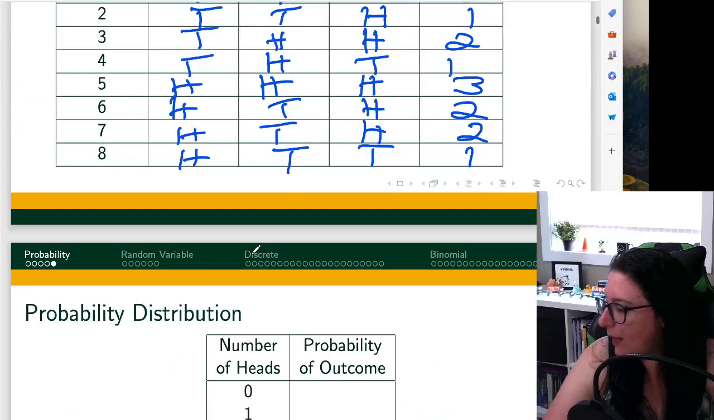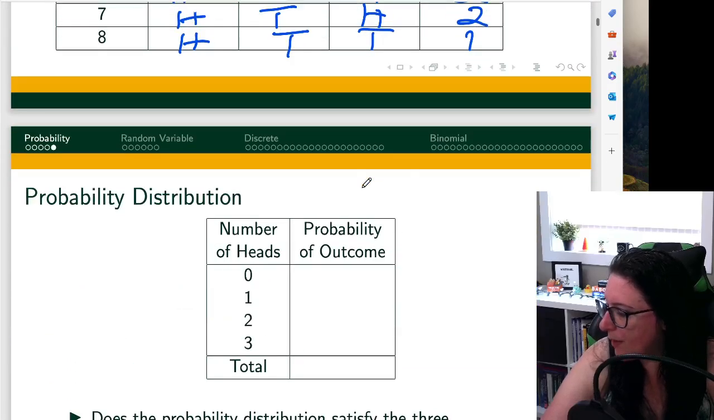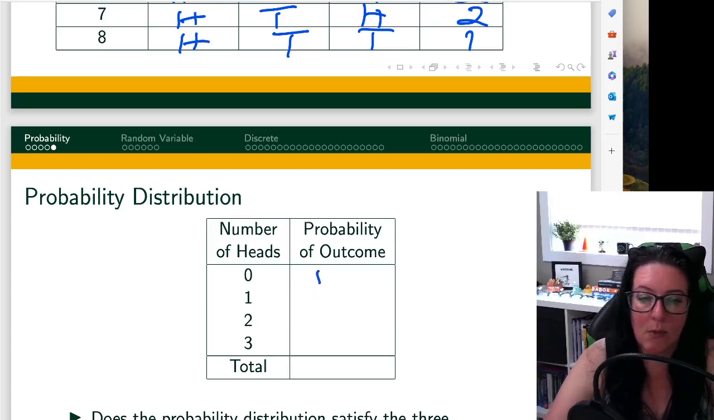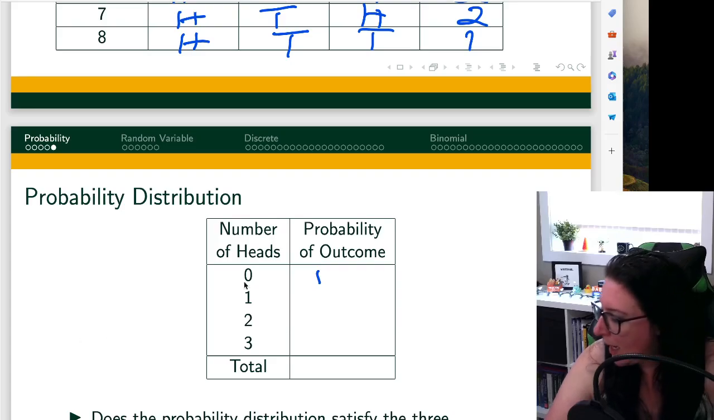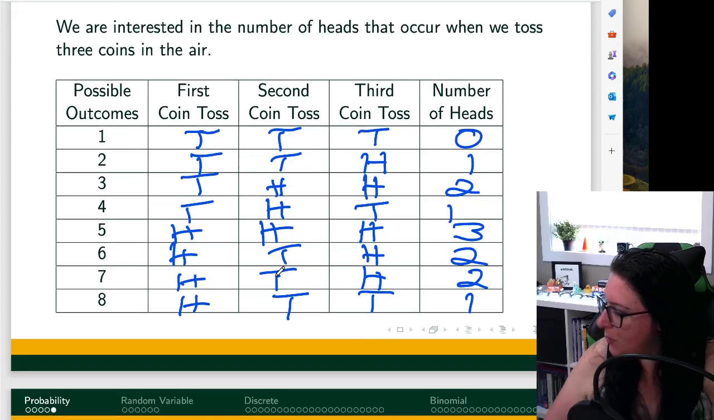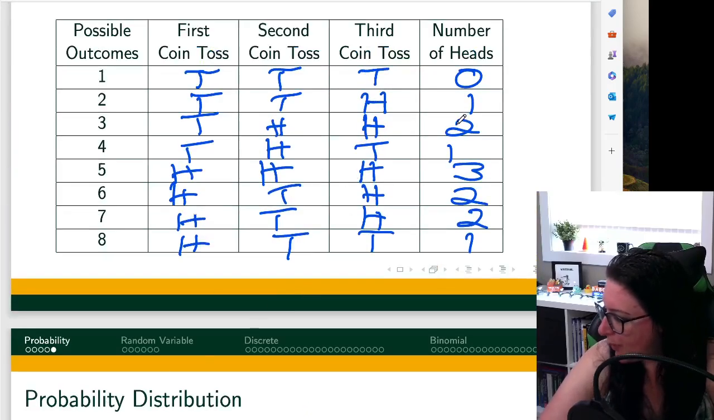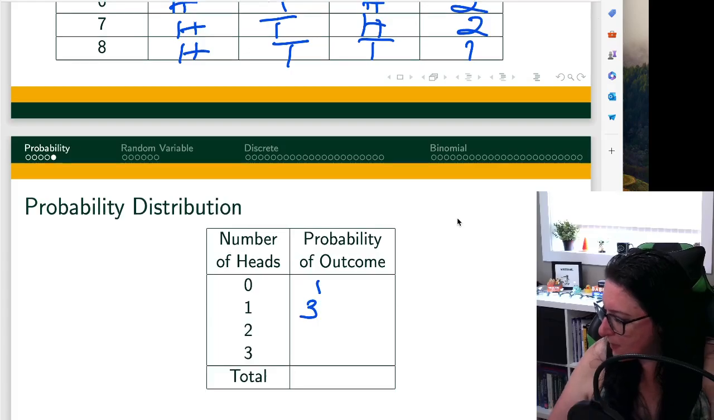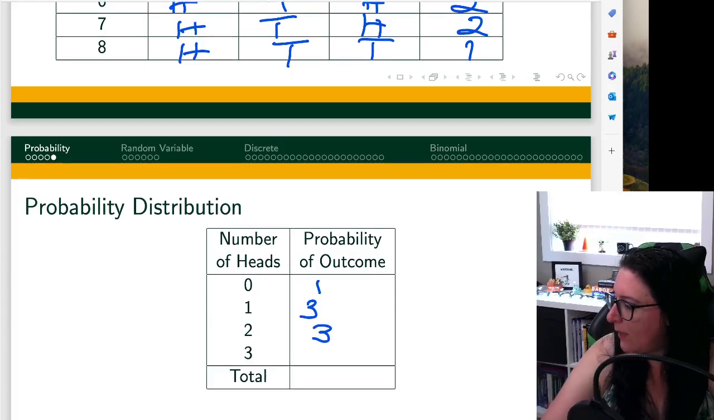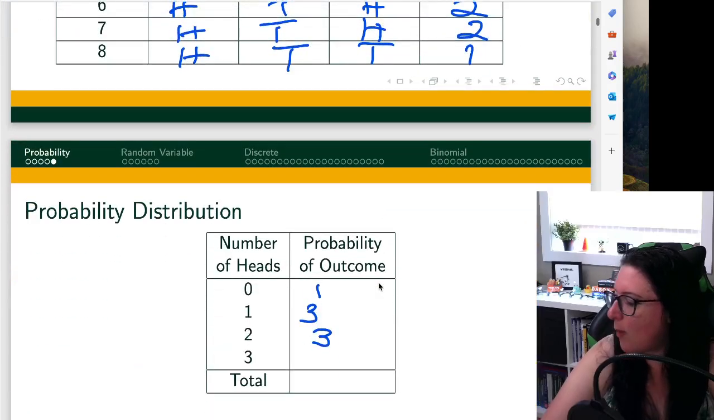All right, so in this case, from our sample here, we had 1 time where we had 0 heads. And we had 3 times where we had 1 head. And what do we have here? In terms of 2 heads, we had that 3 times. And then 3 heads, we had that once.